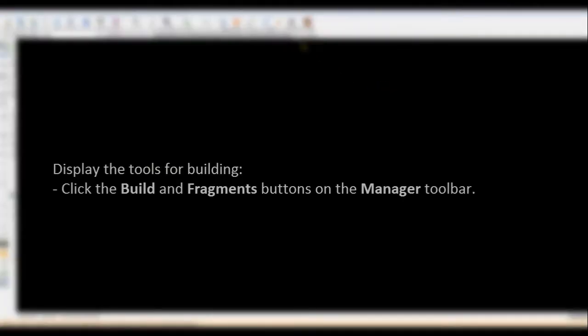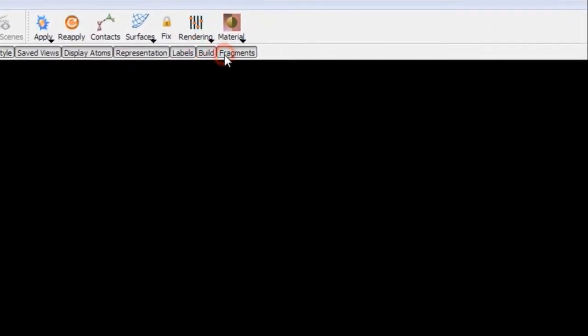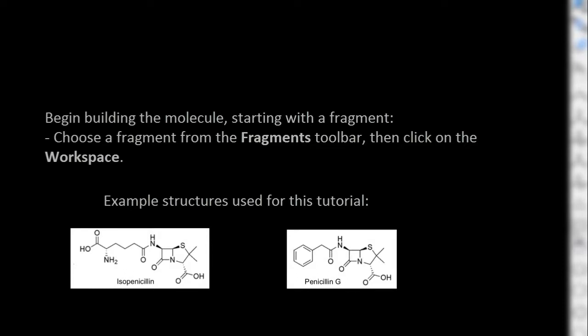To display the tools for building with a 3D builder, click the Build and the Fragments buttons on the Manager toolbar. Begin building the molecule, starting with a fragment. Choose a fragment from the Fragments toolbar and then click on the workspace.